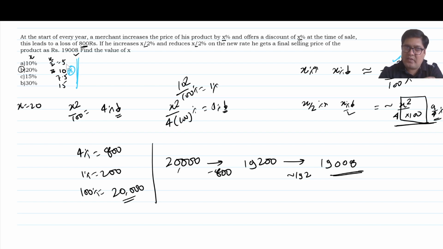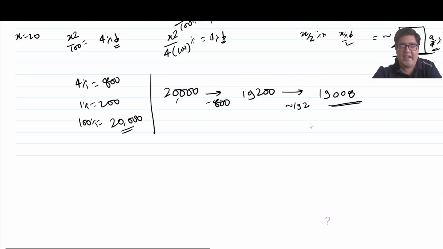I did not check answer option A because 5 square, 25 upon 100, is a decimal percentage change. 7.5 square upon 100 is a decimal change. 15 square upon 100 is a decimal change. Only answer option 2 gave me two integral changes.